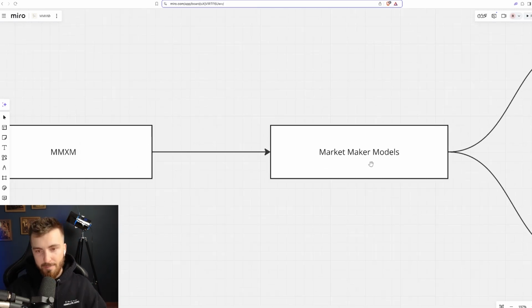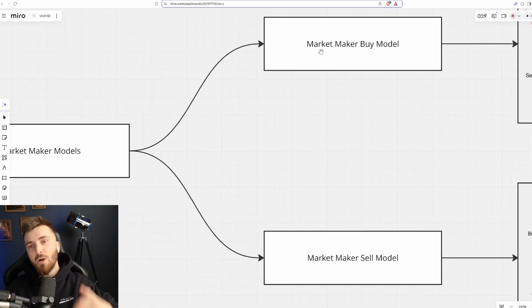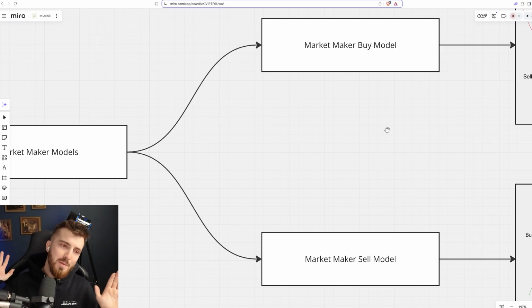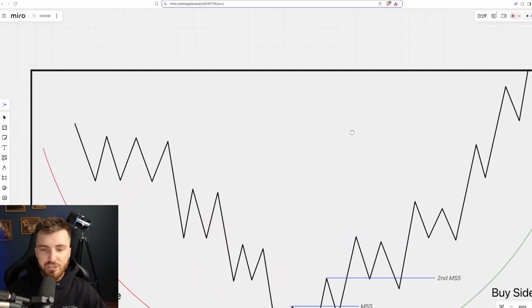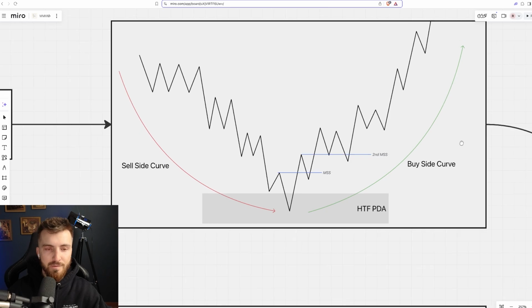MMXM are market maker models. The reason why there's an X is because you have market maker buy model and market maker sell model. That's the only reason why it's MMXM. It just looks way cooler. It's a market maker buy model, market maker sell model. They look very, very similar. They're just inverted. Basically, we have the sell side of the curve and we have the buy side of the curve. In market maker models, they start piecing everything together.